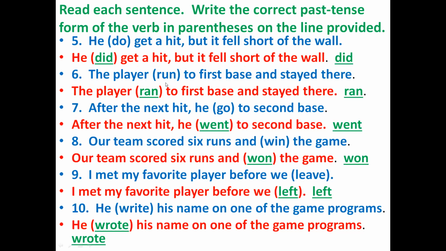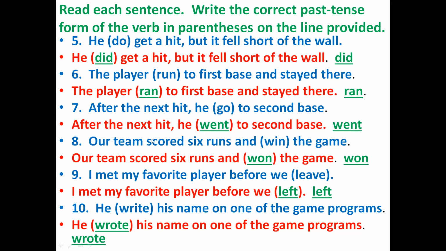Next, the player run to first base and stayed there. The past tense of run is ran. The player ran to first base and stayed there. Answer is ran. After the next hit, he go to second base. The past tense of go is went. So the answer is: after the next hit, he went to second base. The answer is went.